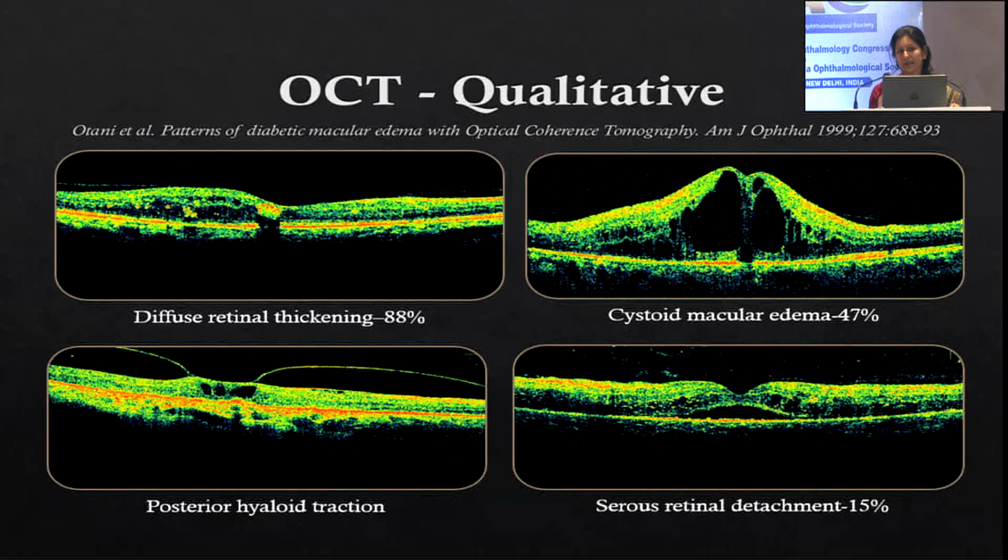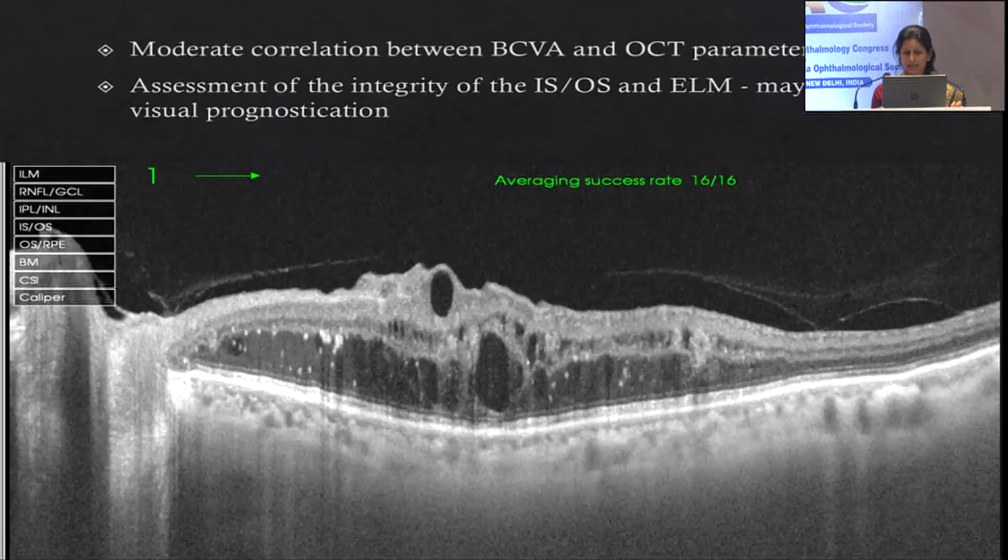So, it is better to refer to your retina colleague because they may want to plan a combined cataract surgery and a vitrectomy for such kind of patients. The others can be managed medically. So, as we know, there is a modest correlation between the visual acuity and the OCT parameters. This means that a greater macular thickness does not always correspond with a worse visual acuity.